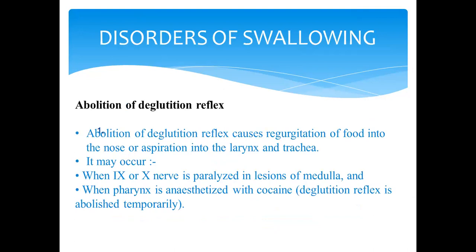Moving on to the disorders. The first one is abrogation of the deglutition reflex. Abrogation of the deglutition reflex causes regurgitation of food into the nose or aspiration into the larynx and trachea. It may occur when the 9th and 10th nerves are paralyzed, in lesions of the medulla, and when the pharynx is anesthetized with cocaine. So the deglutition reflex is abolished temporarily when the pharynx is anesthetized with cocaine.